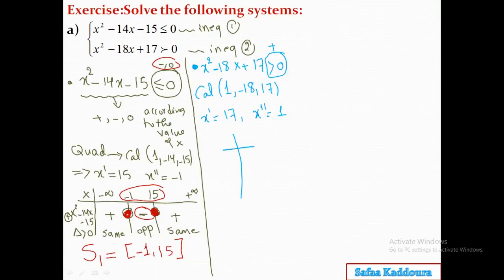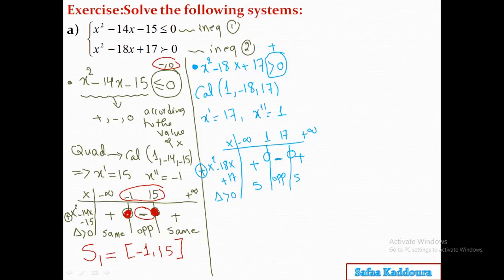I will draw the table of sign x from minus infinity to plus infinity. I will arrange the roots from the smallest to the greatest one, 1 then 17, and we have x squared minus 18x plus 17. It has two roots, then delta greater than 0. At the roots its sign is 0, inside the roots opposite sign of a, and outside the roots same sign as a. A is positive, so inside the roots negative, and outside positive.